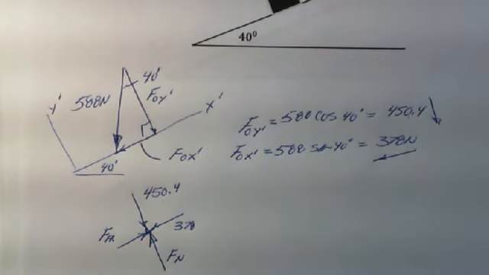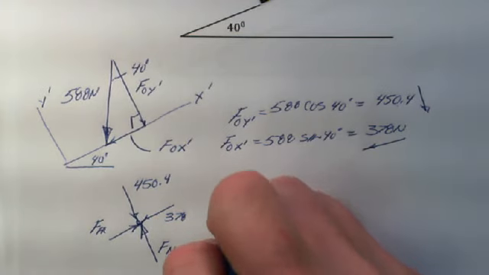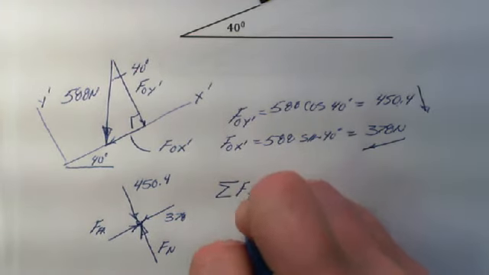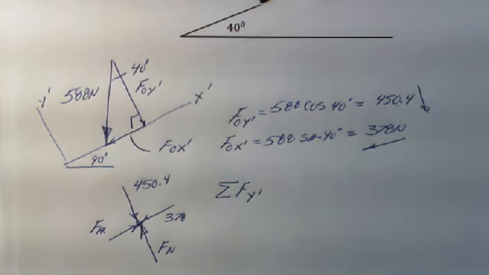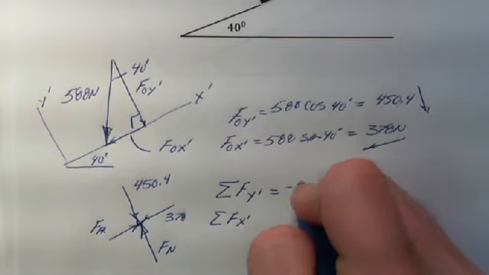Okay, so that's our free body diagram of what's taking place of the mass on the inclined plane. Alright, so what we're going to do now is we want to sum the forces in the y prime direction, and we want to sum the forces in the x prime direction.